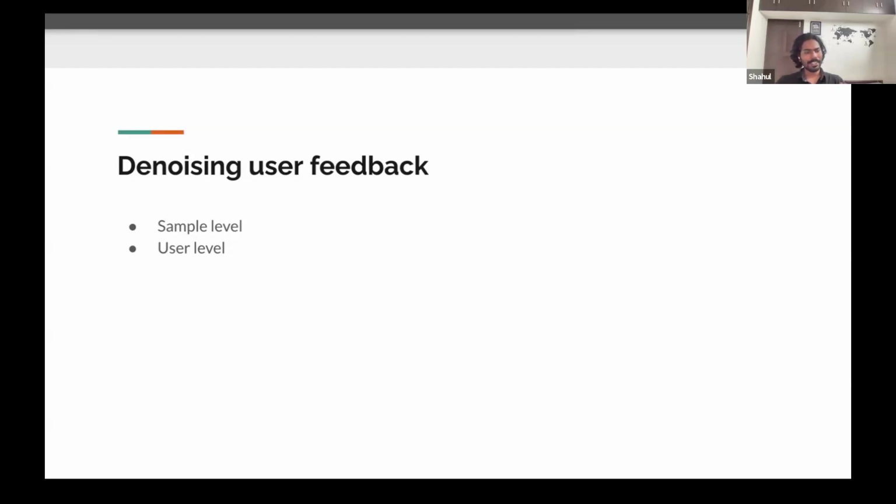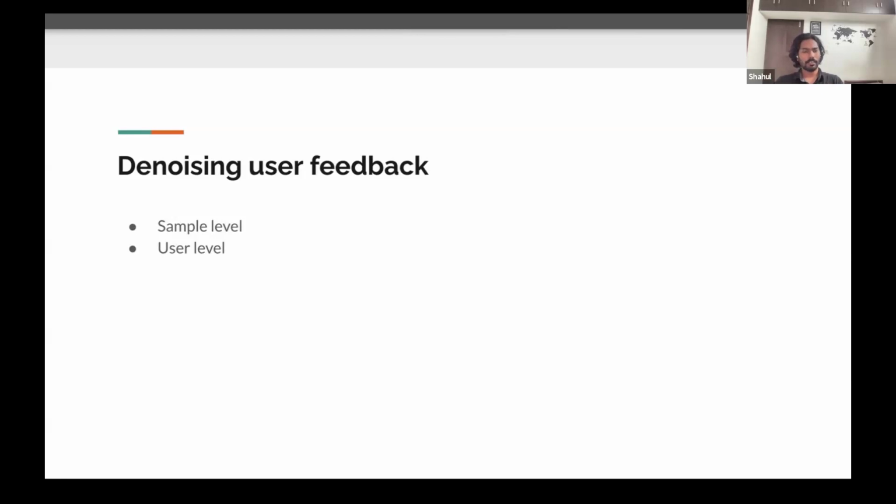So we need some kind of denoising to clean up this user feedback data before we are able to get any form of insight from it. And when it comes to denoising user feedback, there can be two levels in it. The first level is sample level feedback, which is basically for each sample you do some analysis, you do some kind of predictive modeling and measure the level of uncertainty or noise in it, and then you can either keep it or modify it based on your analysis. A second level of denoising can be user level feedback.